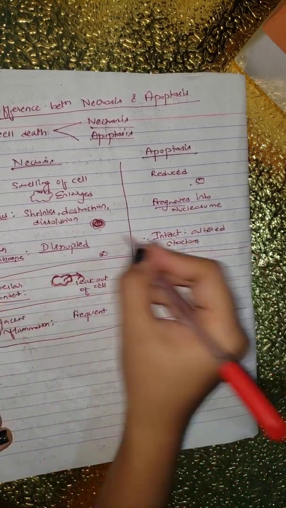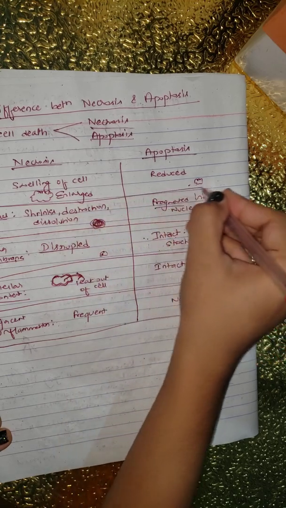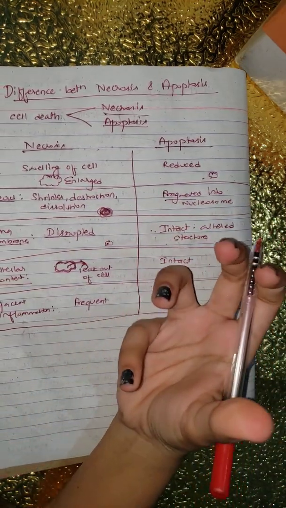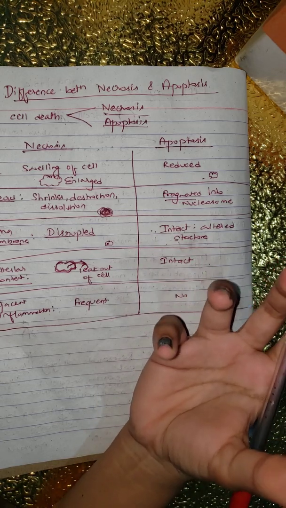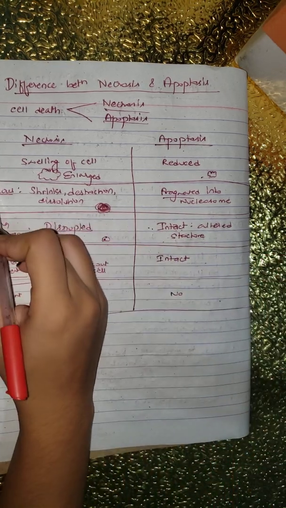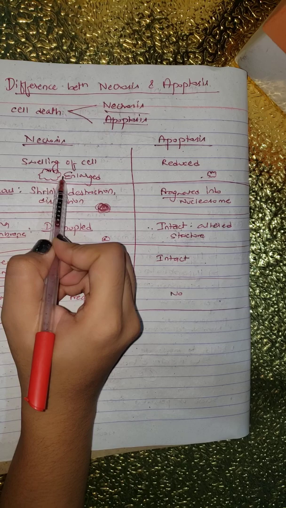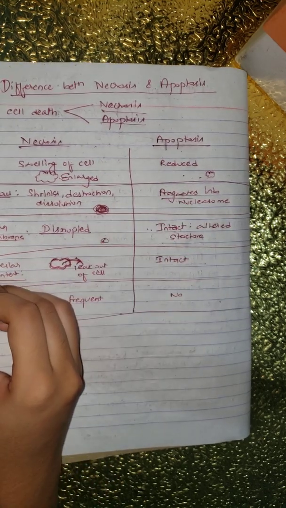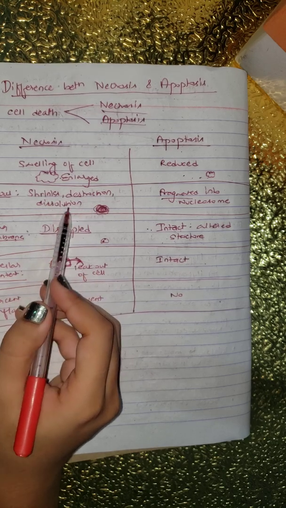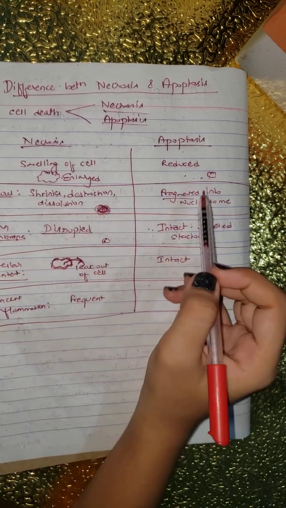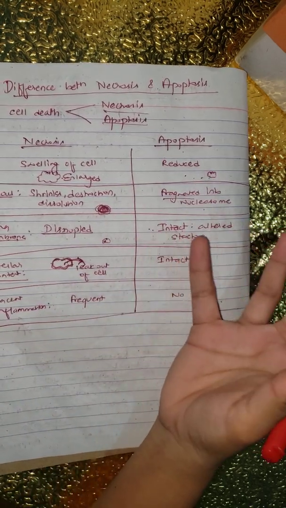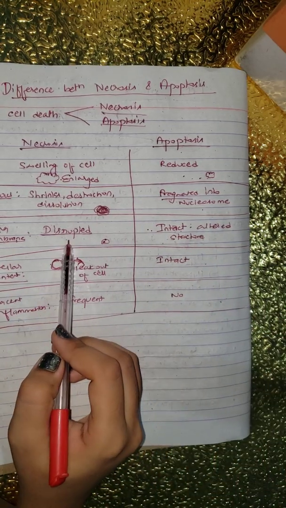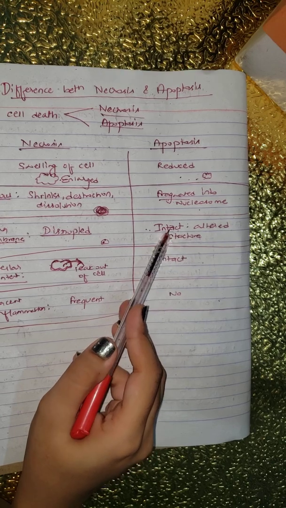We just have to imagine that if a cell is shrunken and if a cell is enlarged, what will happen to its size? It will get enlarged, or it will reduce. What will happen to its nucleus? It will undergo shrinkage, destruction and dissolution, while in apoptosis it will get fragmented into nucleosomes. What will happen to the plasma membrane? It will get disrupted, while in apoptosis it will stay intact.